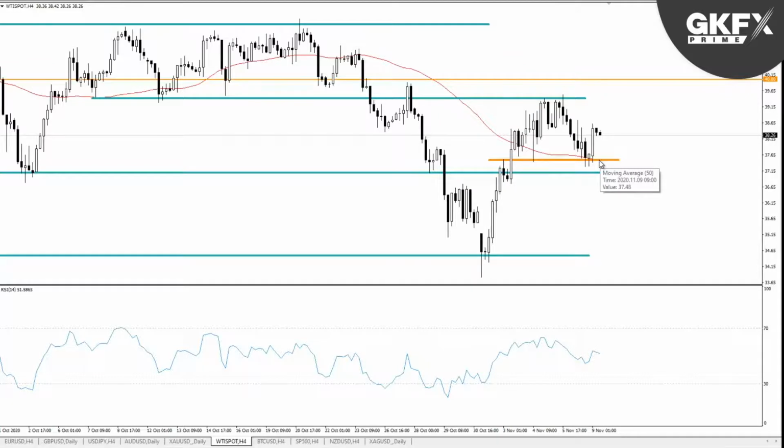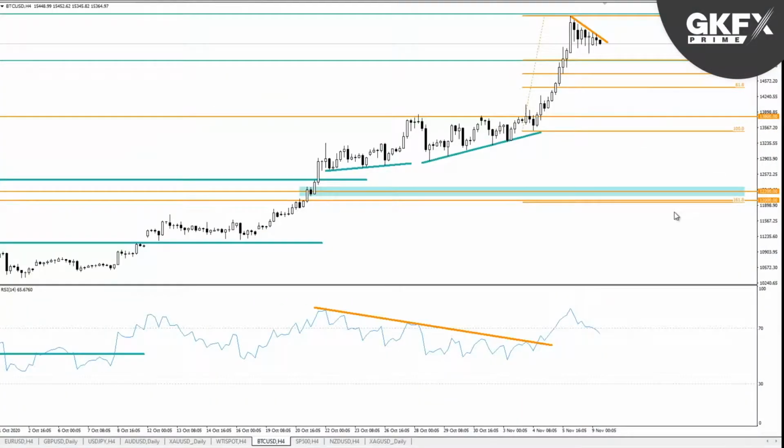And so while we're above there, we look bullish, and the expectations are for a test to the top of the range. Back through there, then we're looking to the next downside level, which is back down here near 34.